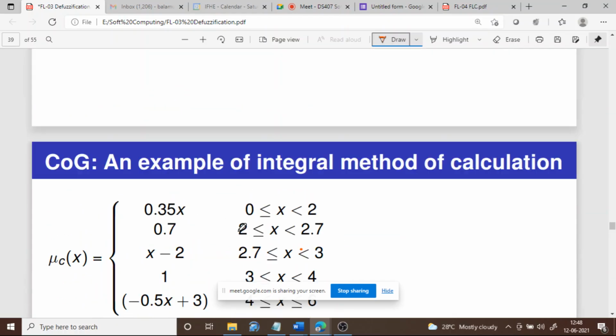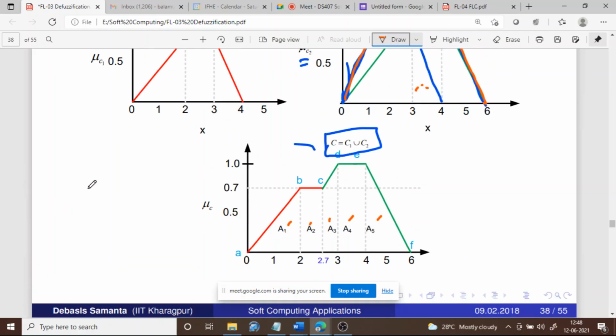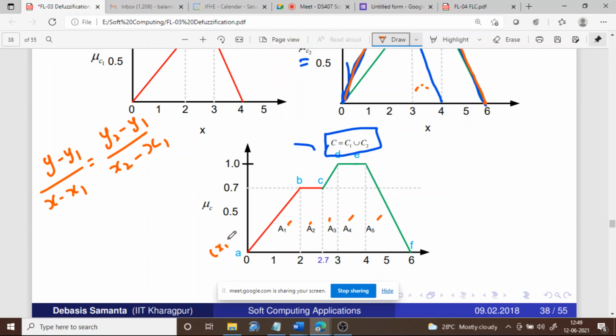Here we are using the line equation, which you might be knowing. It is (y minus y1) divided by (x minus x1) equal to (y2 minus y1) divided by (x2 minus x1). First we are going to calculate the area falling under this particular line. So this is x1 y1, and this is x2 y2.